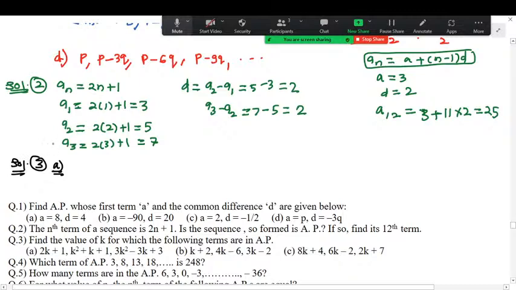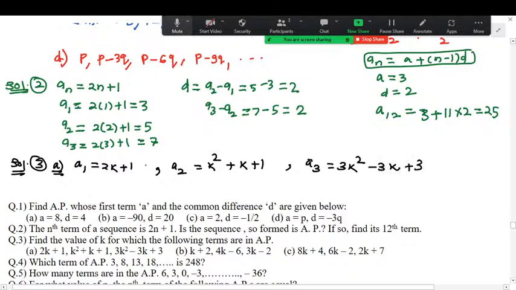As it is given that they are in AP, that means the first term is here, that is twice k plus 1. The second term is here, that is k square plus k plus 1. And the third term is here, that is thrice k square minus thrice k plus 3.